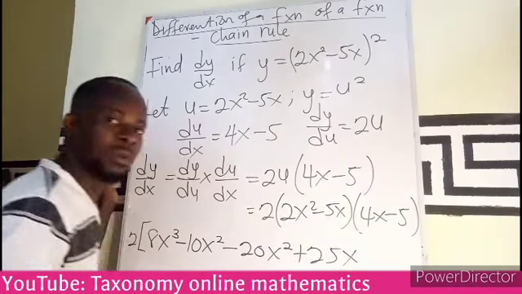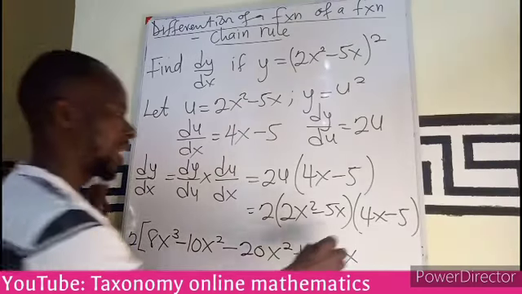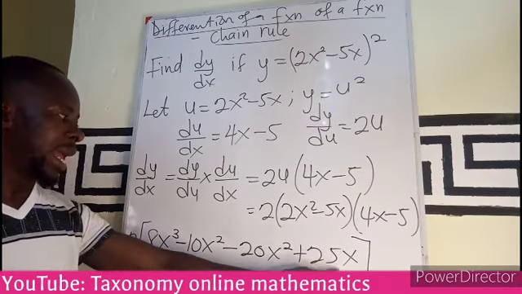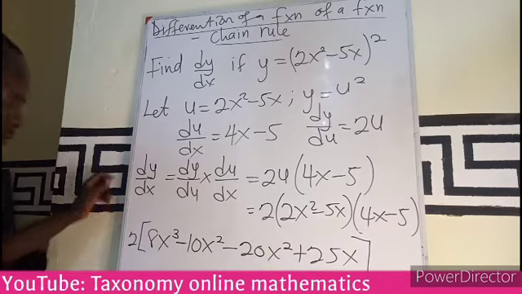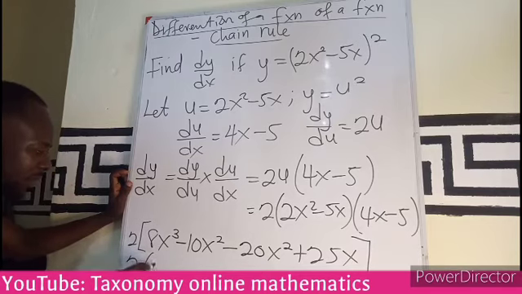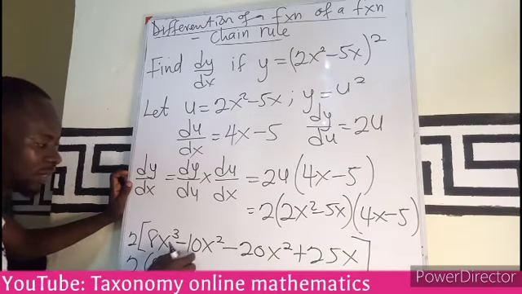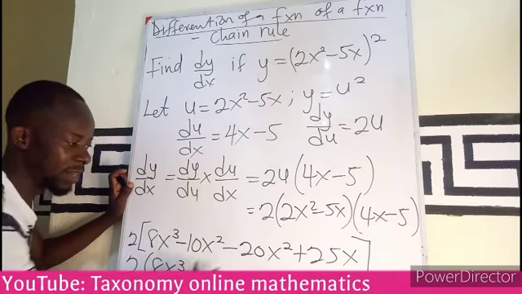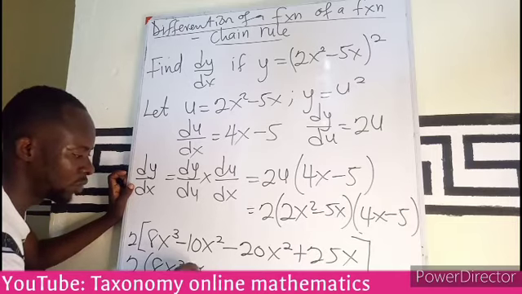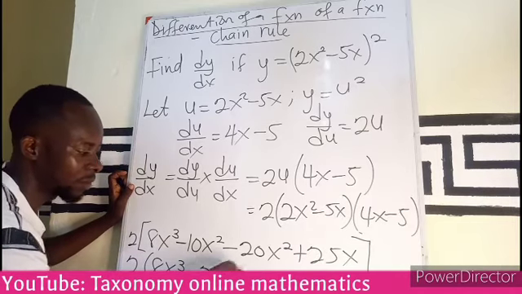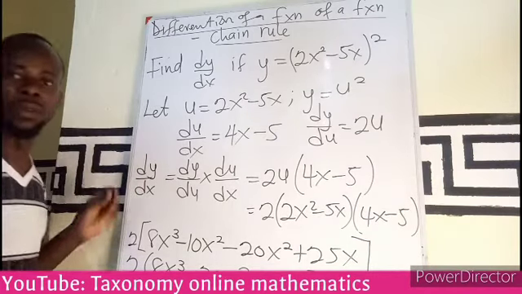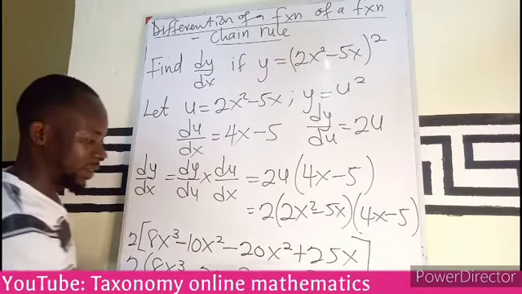I want to see whether I can get a common term. x squared times x is x to the power 3. So the constant is still maintained. We have 8x to the power 3. This and this are integers, minus 10 and minus 20, so we have all to be increased to minus 30x squared plus 25x. So this is what we will get in the bracket.